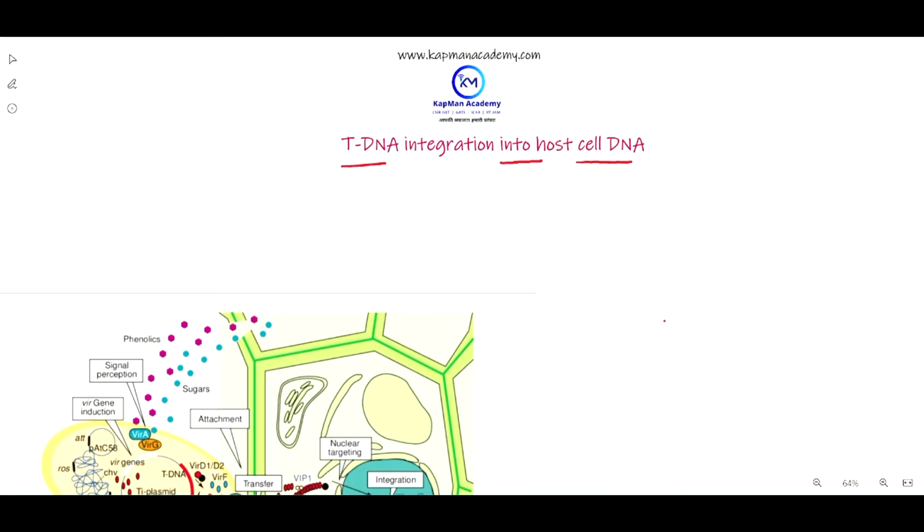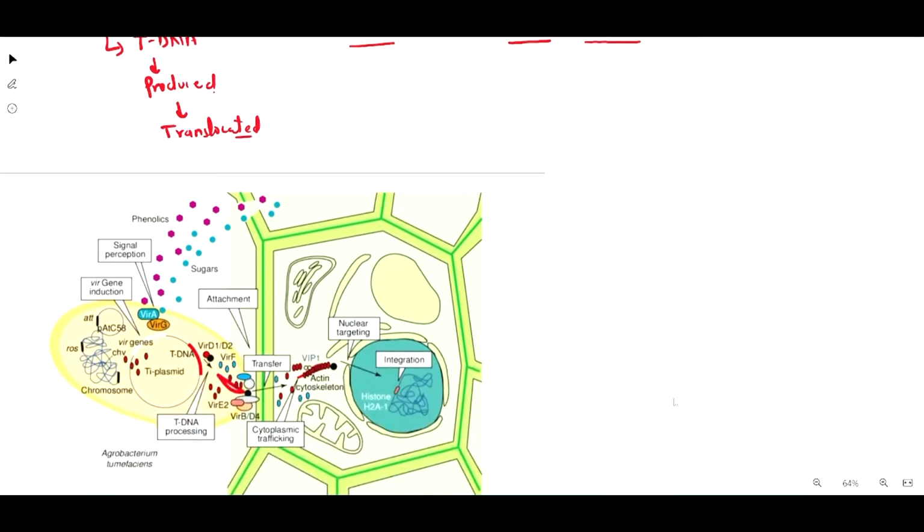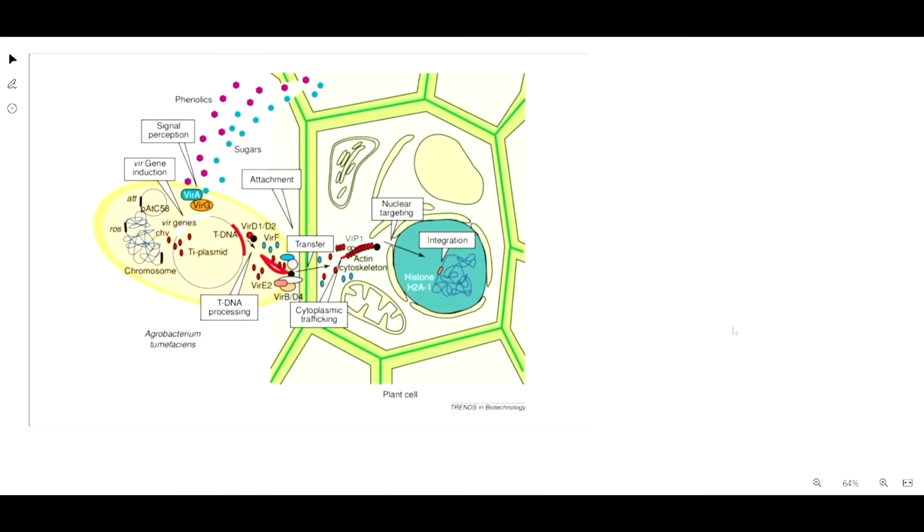So we already know what T-DNA is and how it is produced, and how it is translocated from the Agrobacterium cells into the host cell. Today's talk is going to be about the T-DNA integration into the host DNA.